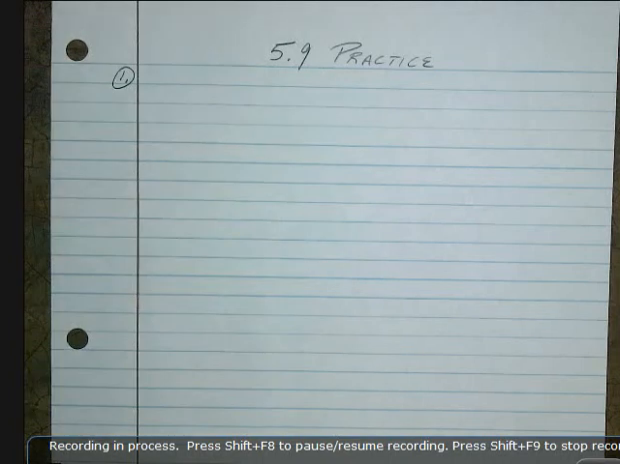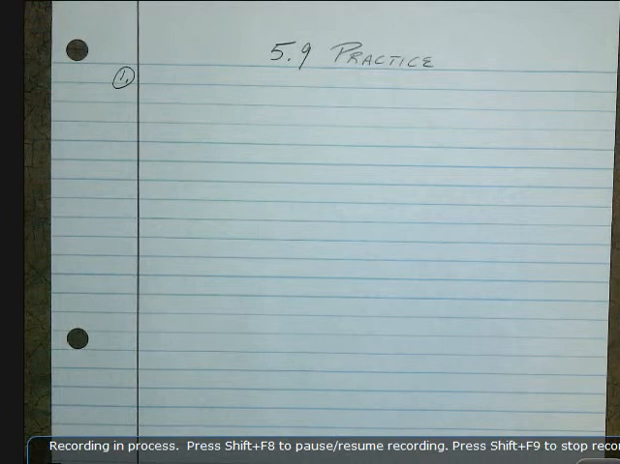Okay, 5.9 practice number 1. Last year the Sports Time Athletic Club charged 20 bucks to participate in a Pilates class. 70 people attended the class. The club wants to increase the class price this year, and they expect to lose one customer for each dollar increase.